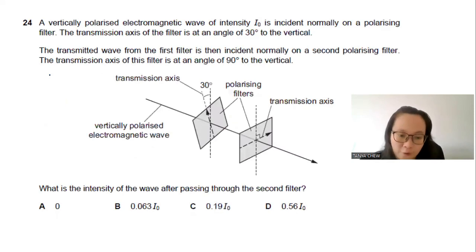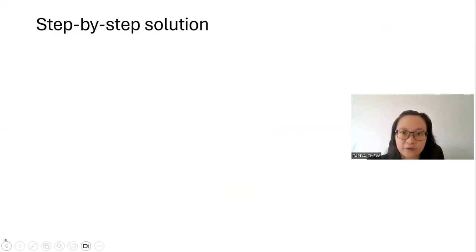Now, question number 24. A vertically polarized electromagnetic wave of intensity I naught is incident normally on a polarizing filter. The transmission axis of the filter is at an angle of 30 degrees to the vertical. The transmitted wave from the first filter is then incident normally on the second polarizing filter. The transmission axis of this filter is at an angle of 90 degrees to the vertical. What is the intensity of the wave after passing through the second filter?